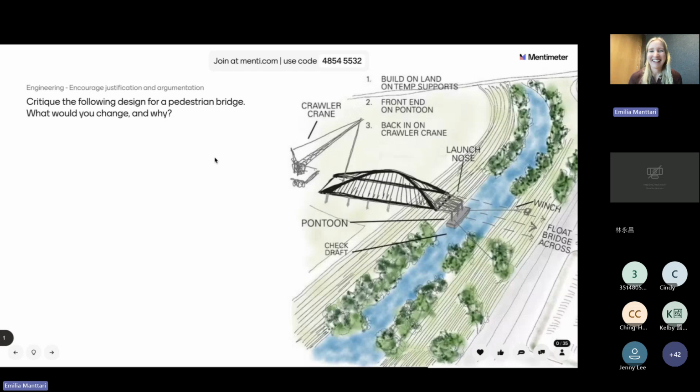Again, an example that might be a bit hard if you're not an engineer, but I think we can try it regardless. So here we have this design that is for a pedestrian bridge. And now your task is to critique this design. What should be changed and why? And here I would say really the and why, that's the important part here.